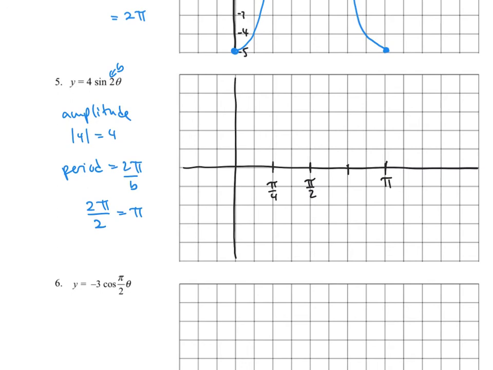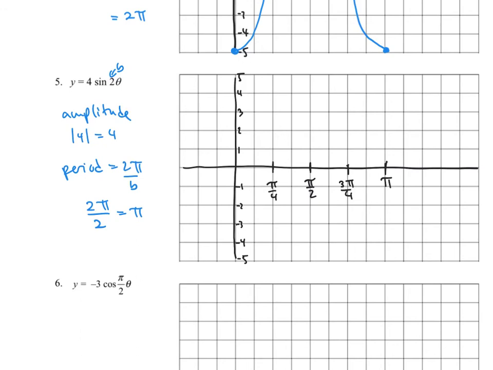So my first one's 1 pi over 4, my second one's 2 pi over 4, my third one's 3 pi over 4. And then 4 pi over 4 is pi. Then on the y-axis, I'm just going to do 1, 2, 3, 4, 5 again, and -1, -2, -3, -4, -5. And I plot my points.